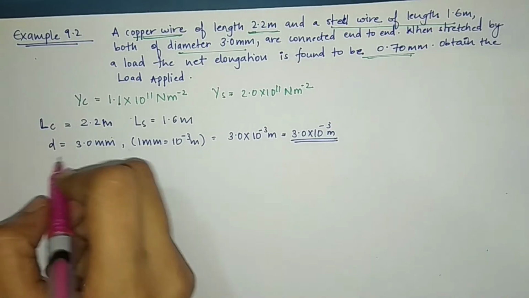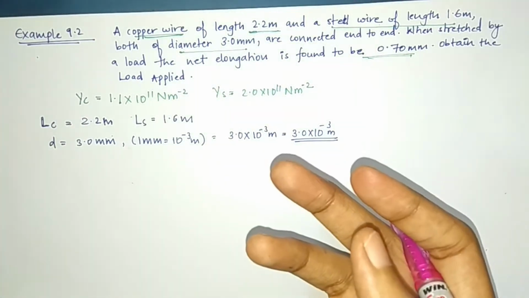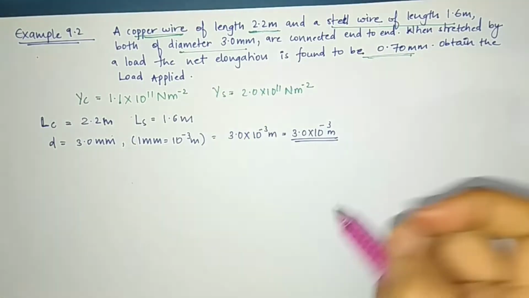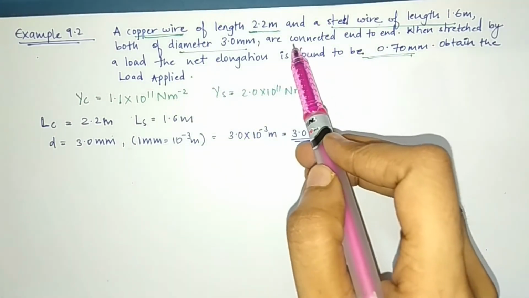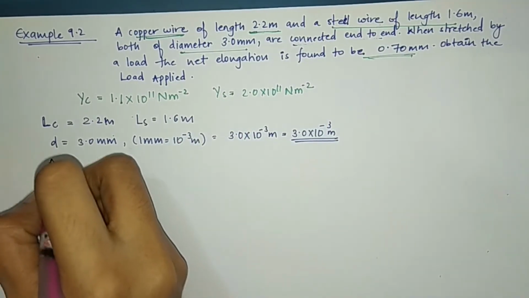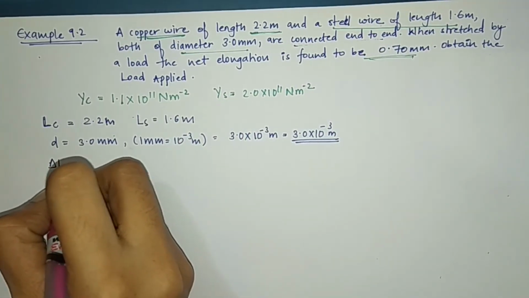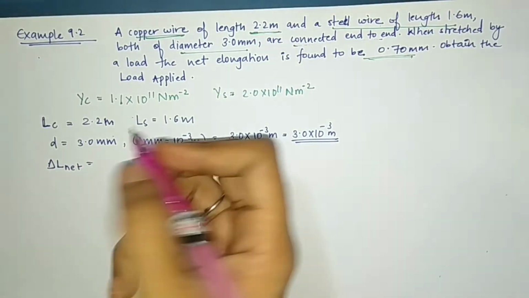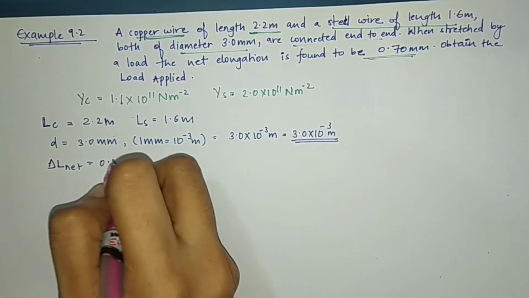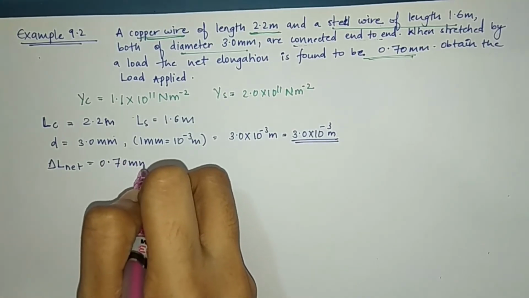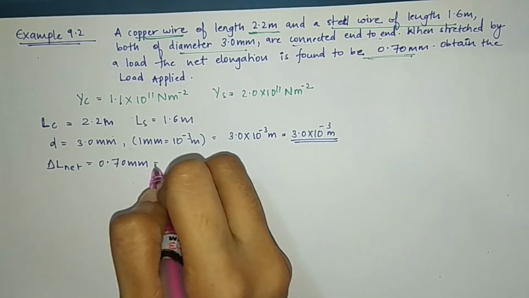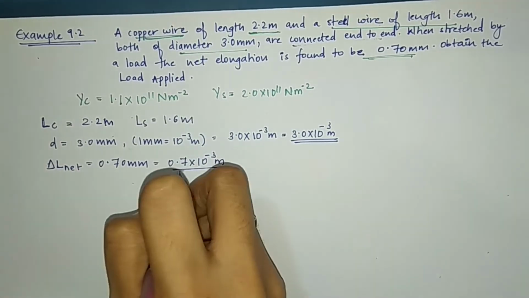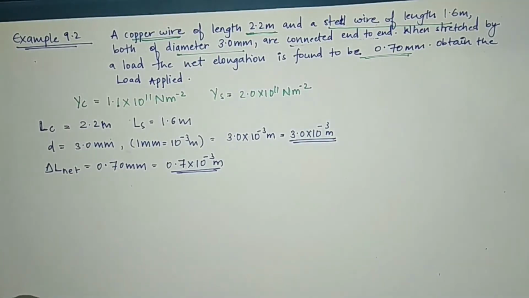So what do you mean by net elongation? Net elongation means the elongation of both the copper and the steel wire, because they are connected end to end. So the net elongation is the elongation of the total, the steel and the copper wire together. I'll write net elongation delta L net is equal to 0.70 mm. Again it is in mm, so we know the conversion. It is 0.7 times 10 raised to minus 3 meter. So I have converted into SI units also.